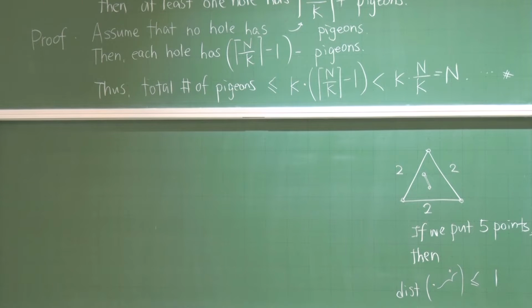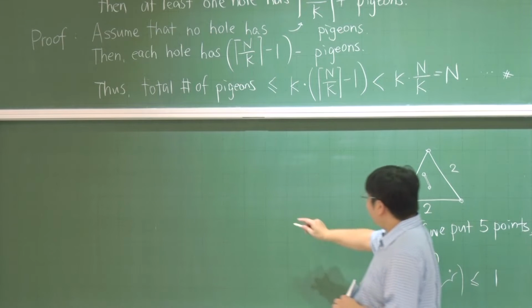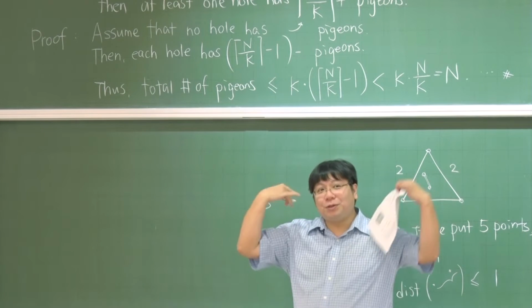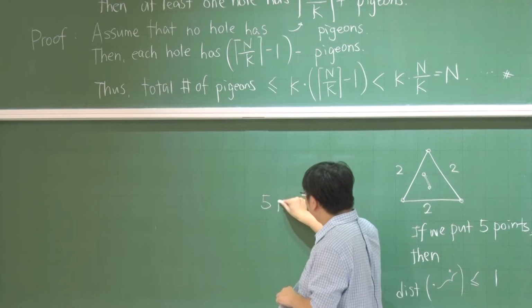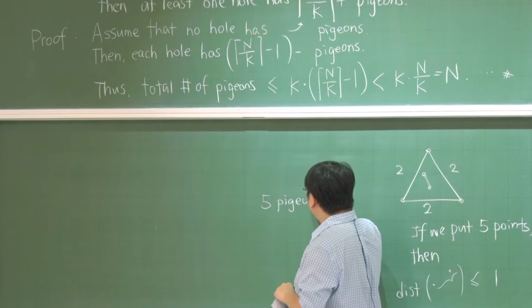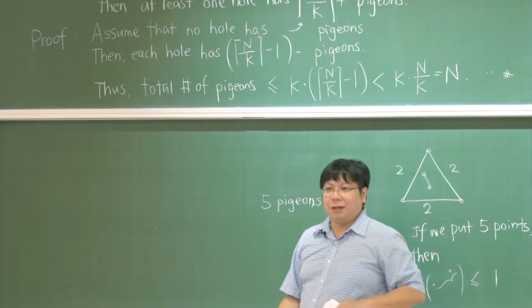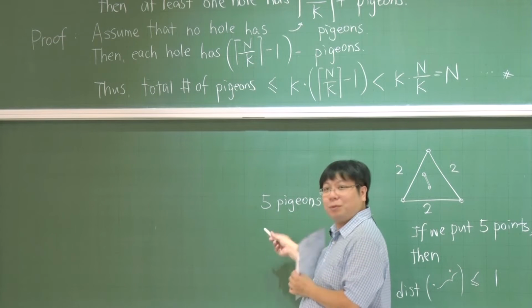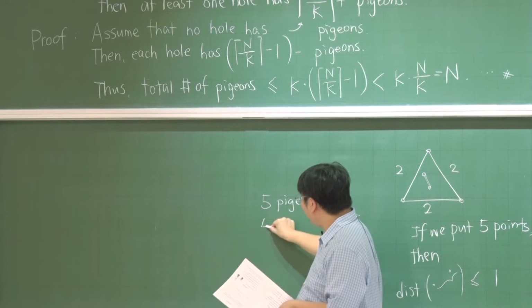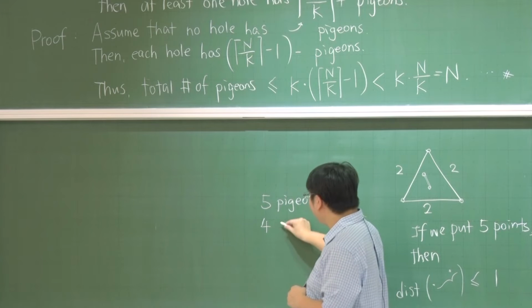How many pigeons? We are going to put 5 points inside, right? So this is the thing that we are going to choose randomly. So it is like the pigeons, because the pigeons fly back randomly and choose a hole, right? So there are 5 pigeons. Let's use your creativity. So let's say there are 5 pigeons, and then we are going to use the Pigeonhole Principle. So perhaps we should be choosing 4 holes, right?